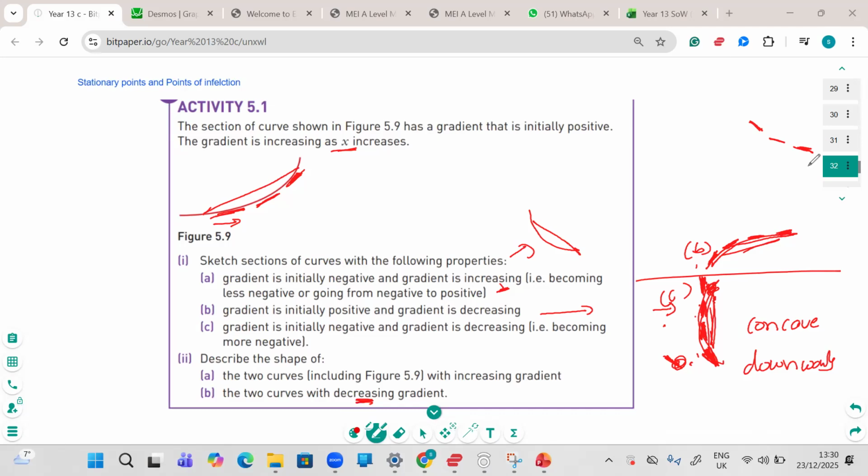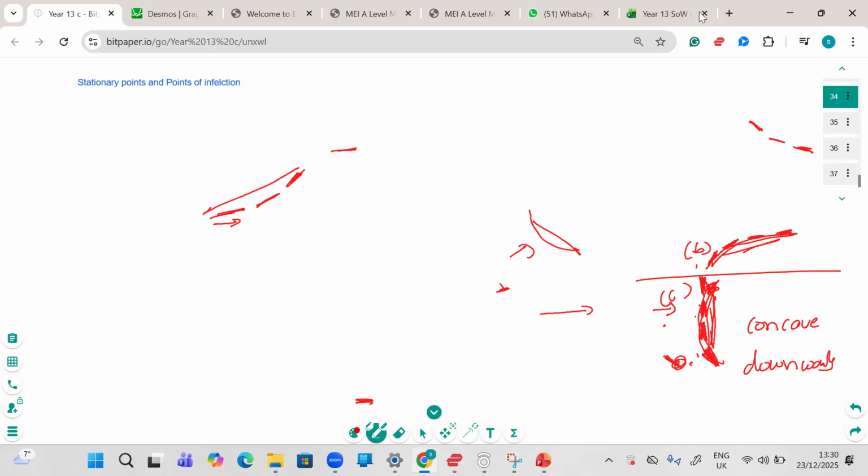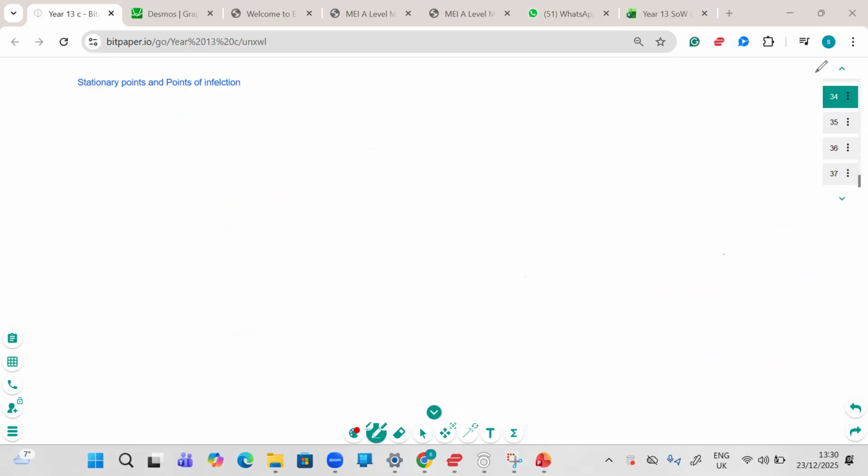Okay. Make sure that you understand this and you can go back and watch it again in case it is not that clear. Now, next one. This is the main part, to understand how to sketch the graphs based on the given information.